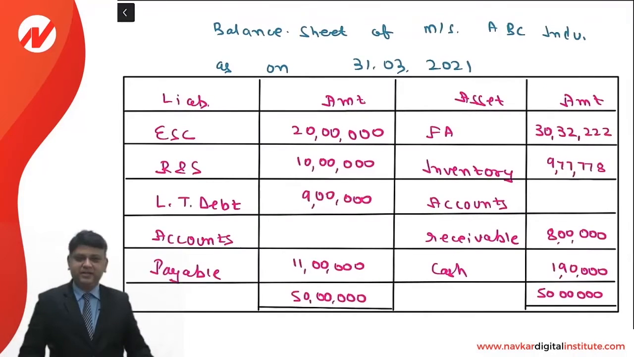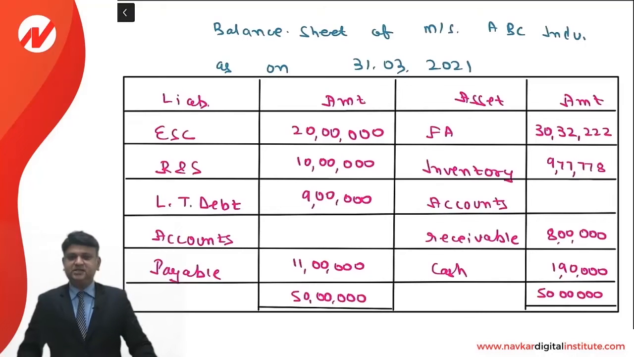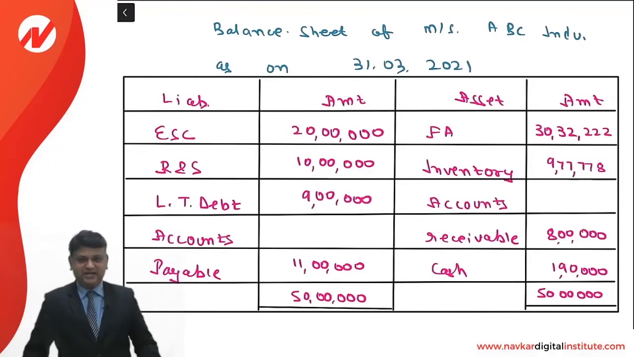So here is the final balance sheet that we have. Equity share capital 20 lakhs, reserves and surplus 10 lakhs, long term debt 9 lakhs, creditors accounts payable 11 lakhs. That is the way the liability side total is 50 lakhs. On the asset side, the fixed asset 30,32,222, stock 9,77,778, debtors it is an amount of 8 lakhs, cash and bank it is an amount of rupees 1,90,000.